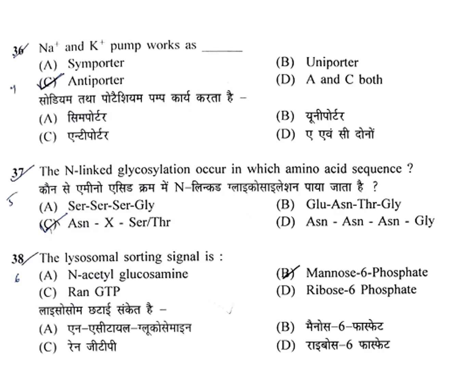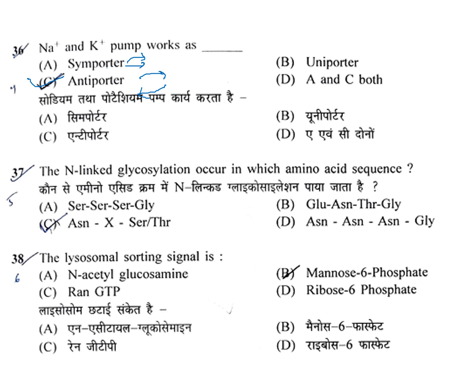Now, the sodium and potassium pump works as a symporter, uniporter, antiporter, or A and C both. The right answer is antiporter. In an antiporter, one is transported in one direction and the other in the opposite direction. Symporter means traveling along, crossing the membrane in the same direction. Transport of glucose along with the sodium ion is an example of a symporter. And the sodium potassium pump works as an antiporter.